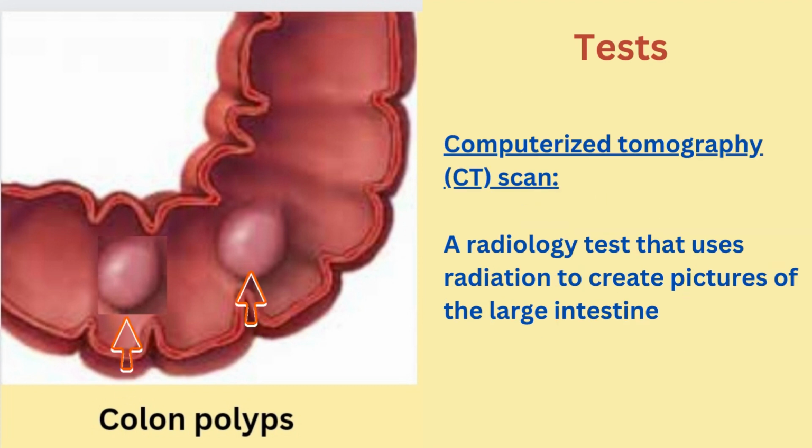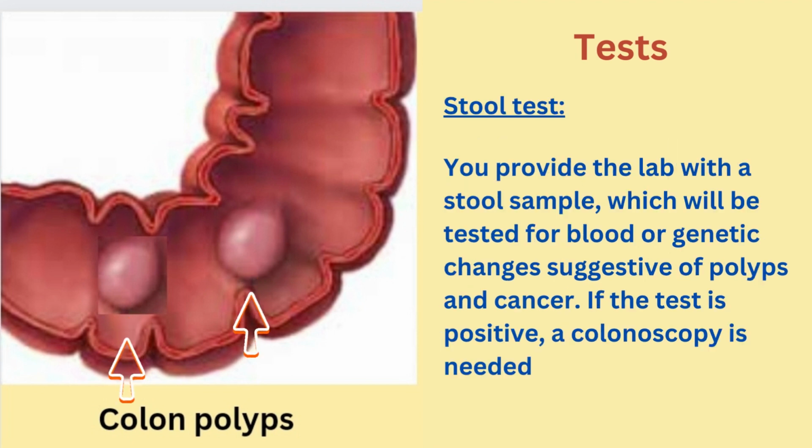Next test is CT scan, a radiology test that uses radiation to create pictures of the large intestine. Next test is the stool test. You provide the lab with a stool sample which will be tested for blood or genetic changes suggestive of polyps and cancer. If the test is positive, a colonoscopy is needed.